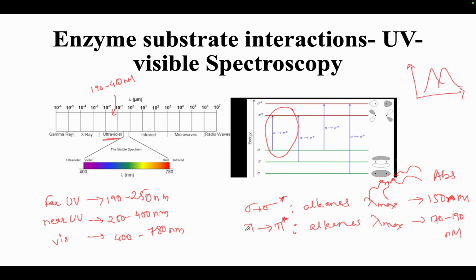So whenever we have a double bond characteristic in our enzyme, or in the enzyme substrate interaction, if there is a formation of a double bond, we'll have a lambda max at 170 to 190 nanometer. Or if all the aliphatic carbon is present, we'll have an absorption at 150 nanometer.